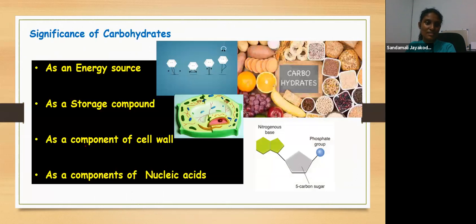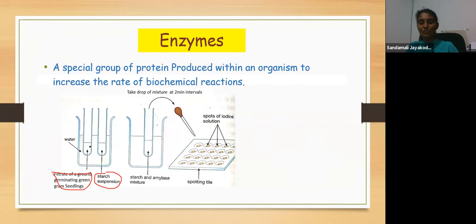Here you can see it is in a test tube now. You can filter the solution and remove the residues, and then you can take a nice liquid. It is the filtrate of the ground germinating green gram seedlings. And then we have to keep it together at the same temperature.